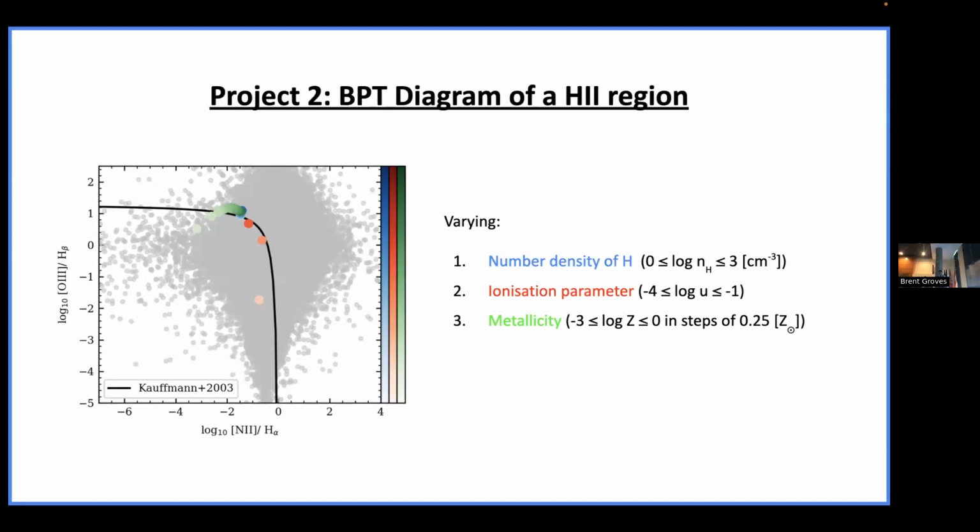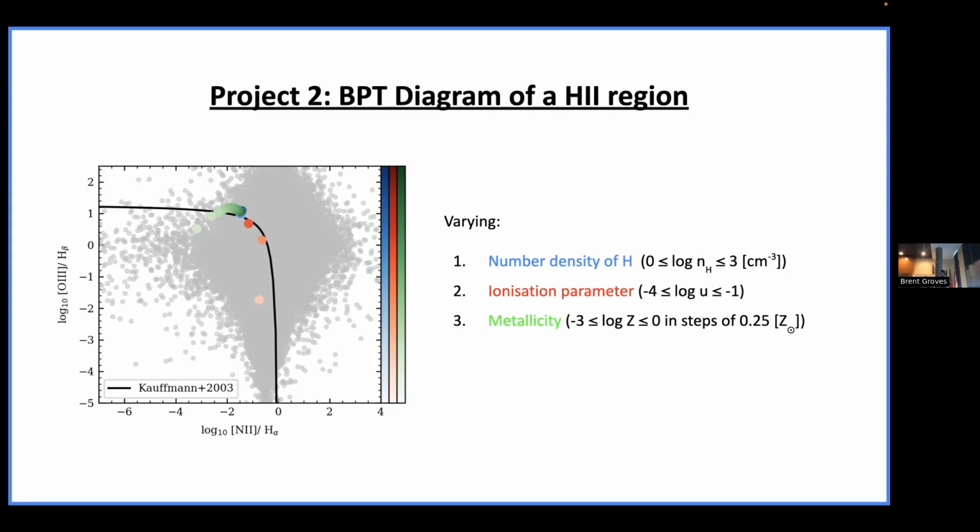So we took some observational points. I'm not super sure about the details of these observations, but you want to compare what you get from Cloudy with what you observe. I'm surprised that it extends to -6 in nitrogen 2 over H alpha. Yeah, it actually extends to like -7 or -8, but there are fewer points. Are these individual galaxies? It should be, but I can't tell you more details because I'm not sure about that.